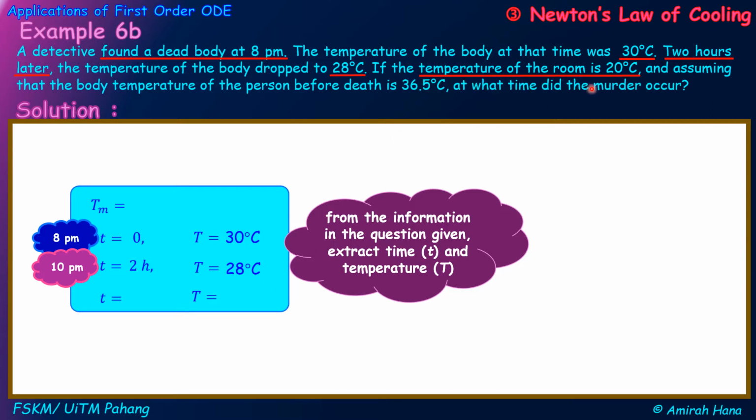If the temperature of the room is 20 degrees Celsius, we can write Tm equals 20 degrees Celsius. This is the temperature of the room or surrounding. And then the temperature before that is 36.5 degrees Celsius. So we can write this. What time did the murder occur? So t equals question mark. This is the time of death.